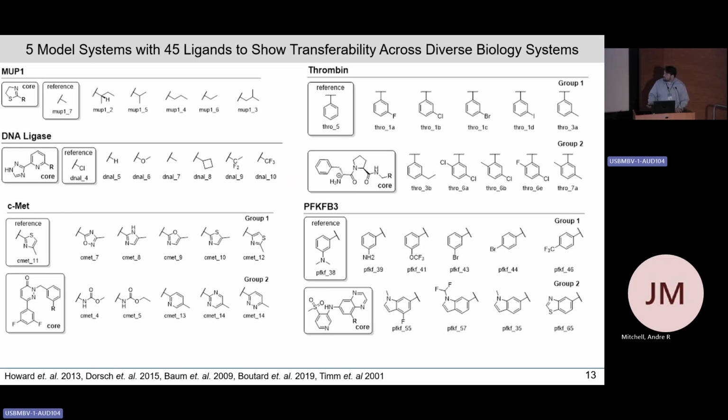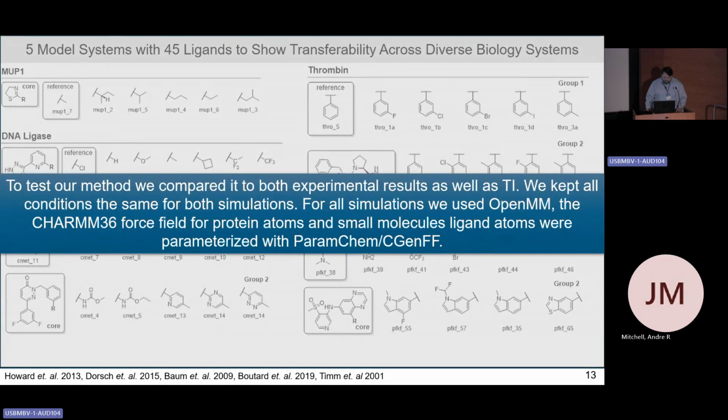And in each of them, we show the core in the box as well as the reference ligand. And in the case of 2 groups, the reference ligand is going to be used in both simulations. And so to test this, we're going to compare this to TI as well as experimental results. We wanted to keep all conditions the same for both simulations. So we used OpenMM and the CHARMM36 force field for all of our protein atoms, and our small molecule ligand atoms were parameterized in ParamChem and CGenFF.